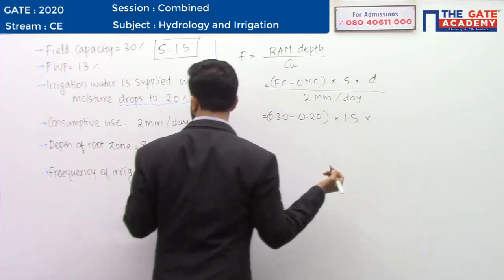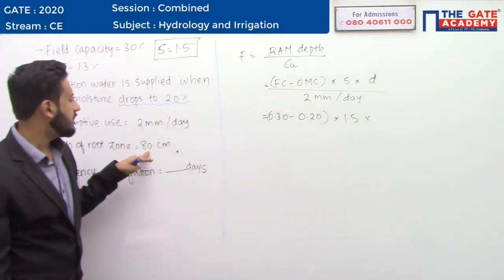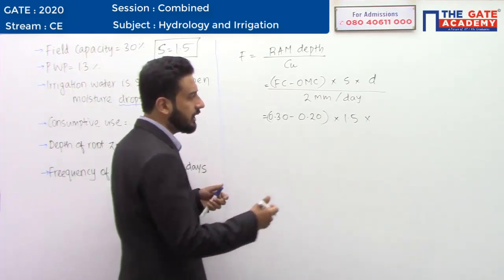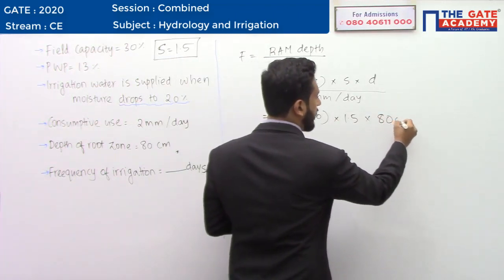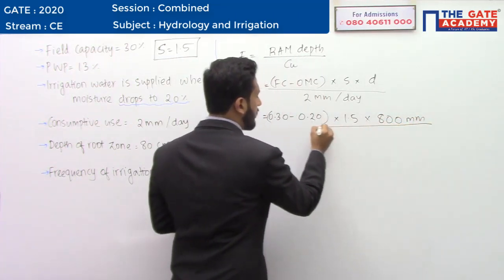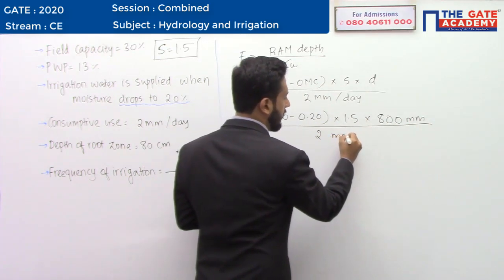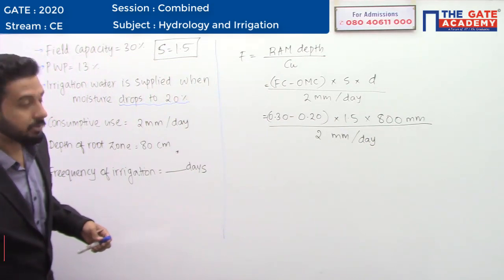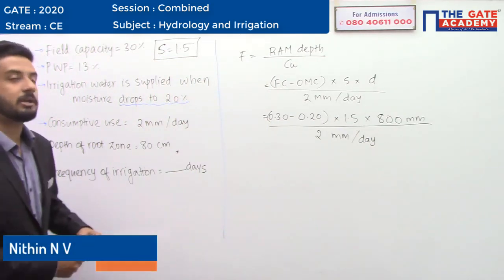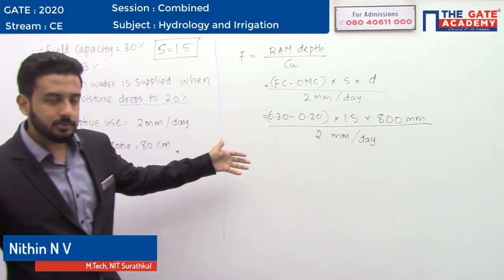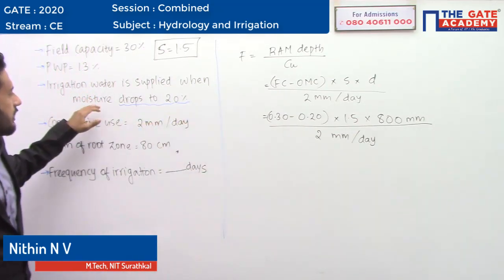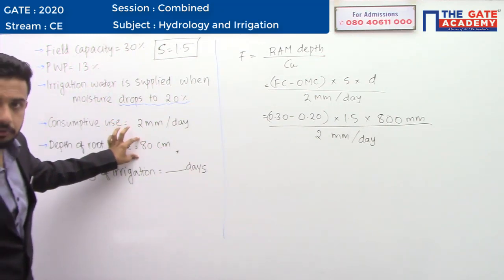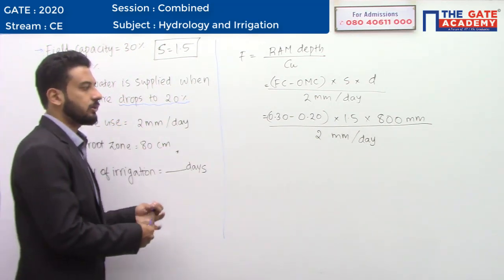Then multiply with the root zone depth, they have given in terms of centimeter. I think they made some mistake here, I guess. The value might be something else, maybe, I don't know. So 80 centimeter means 800 mm. If you divide with 2 mm per day, this is going to be your solution according to this particular given data. But this is going to be wrong, you are going to get some very high value. Maybe some mistake happened in this portion or in that portion. Whatever it is, your answer is not going to get matched.